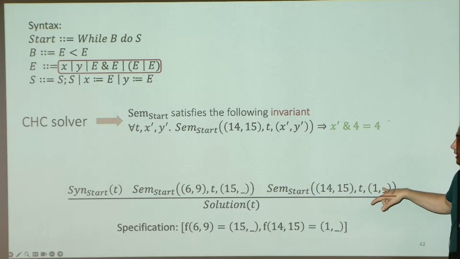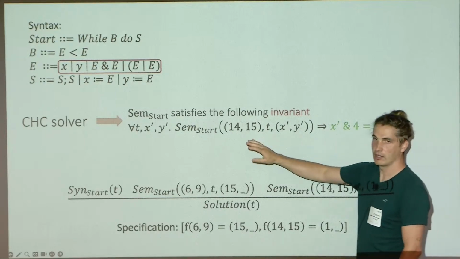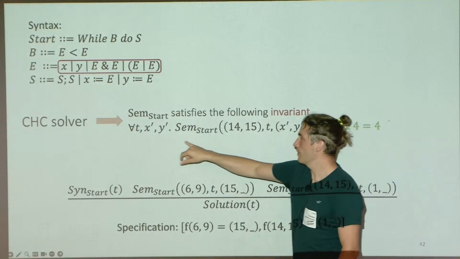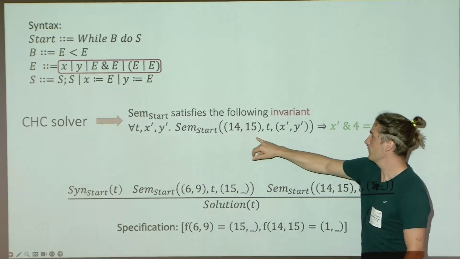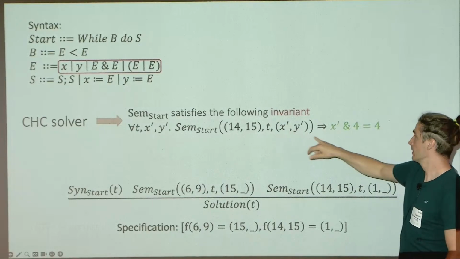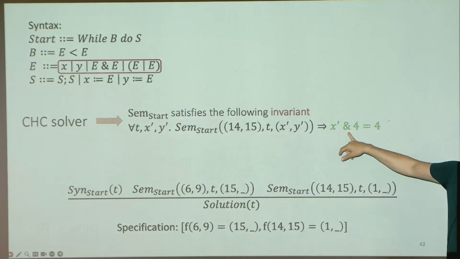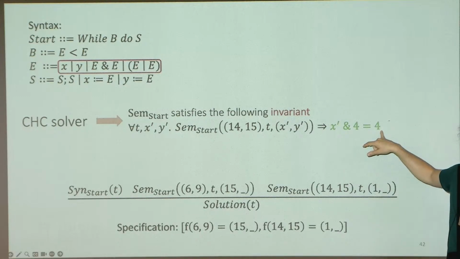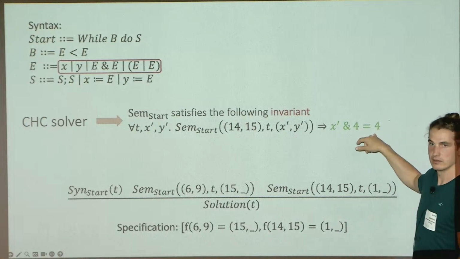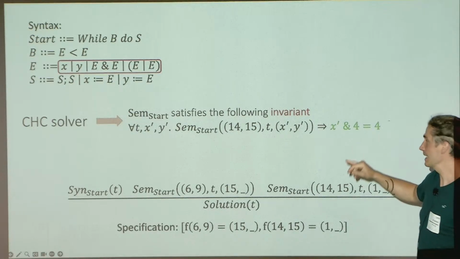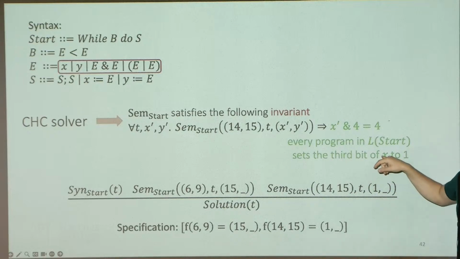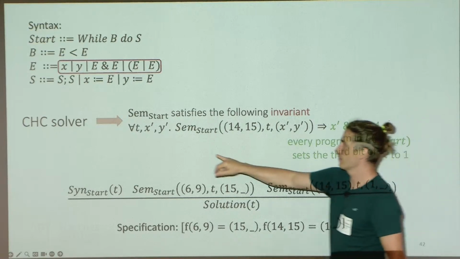And this is telling you, I'm going to tell you this is a theorem: for every term in this grammar, it is the case that on 14, 15 it always spits out something such that the third bit of X prime is true. So this Spacer, the CHC solver, magically came up with this fact. And we were like, we like that. We want more of those. That's a proof to me. That's an invariant, but not a usual invariant. This is an invariant about sets of programs.